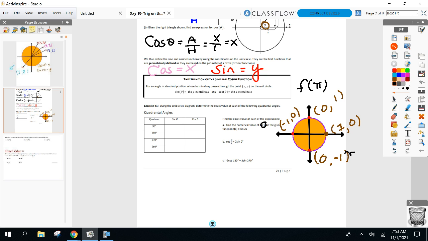So I'm going to plug a pi in right here for x. So I need your help. Sine of not 2x, but 2 pi. What's the sine of 2 pi?